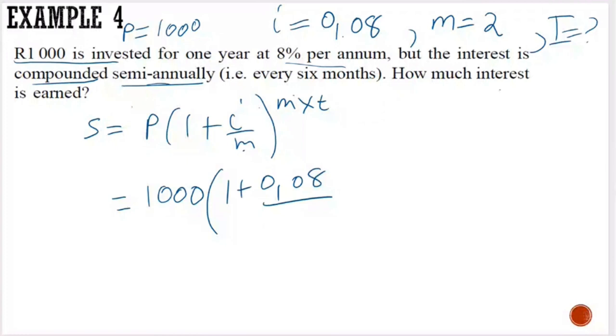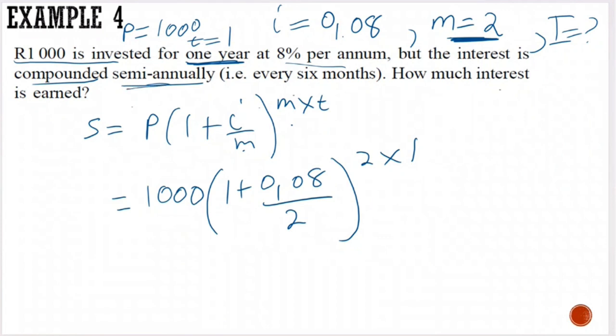Your T, where's your T? It's 1 year. Here's your T. It's for 1 year. So your T here is equal to 1. So it's 2 multiplied by 1. Okay, so everything is in similar units. Your interest rate has been taken care of. It has been put into an annual rate, and also your time is annually, it's in years.